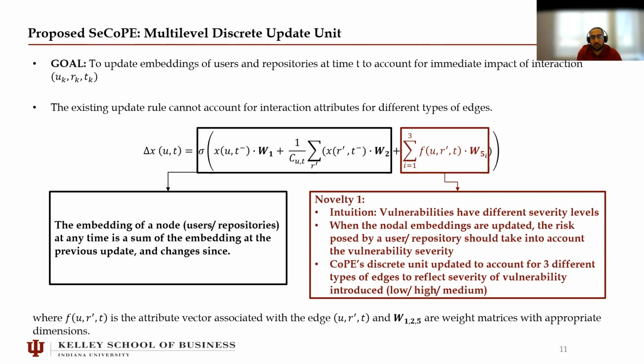Without going into the math, the intuition here is that vulnerabilities have different severity levels. So whenever vulnerabilities are introduced and the nodal embeddings, which represent the risk profile of either the developer or the repository, are updated, that should take into account the severity of the vulnerability. A low severity vulnerability being introduced would not make a repository incrementally more risky as compared to a high severity vulnerability being introduced. So we introduce a learnable parameter in the discrete unit to account for 3 different types of edges that reflect the severity of the vulnerability. But essentially, all we're trying to do is improve the quality of our nodal embeddings such that prediction can be improved.